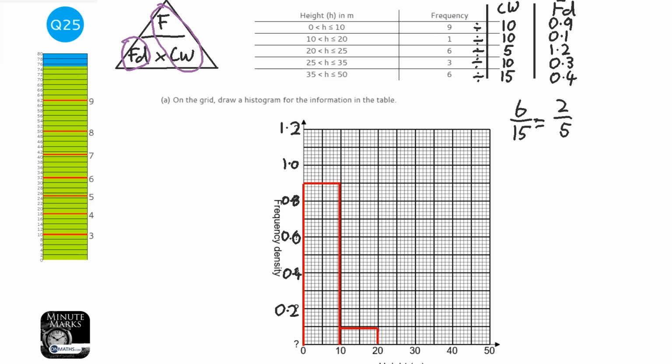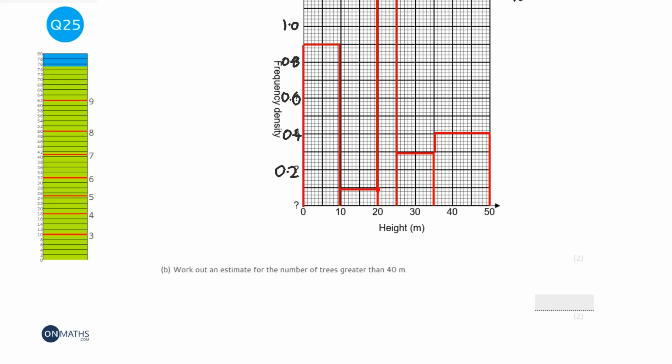So 20 to 25, so we've got to be careful with this one because it's only one square across. Let's try and get it as close as I can. So that's 1.2, but it's only one square across. Okay, next one, 25 to 35 is 0.3, so that would be there. And last one is 35 to 50 and 0.4. So we go up one and then we finish that off. Excellent.